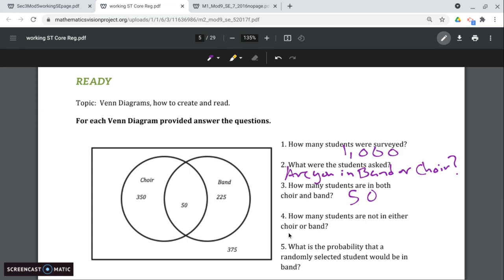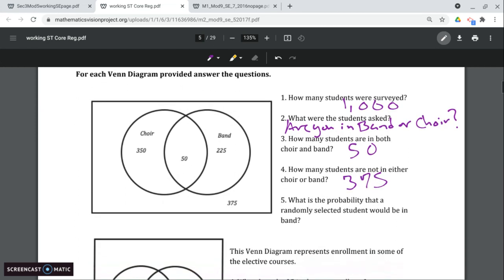How many students are not in either band or choir? Notice we've got this number on the outside, that 375. That's going to be how many are not in either, because they're not included in the circle part of the Venn diagram.